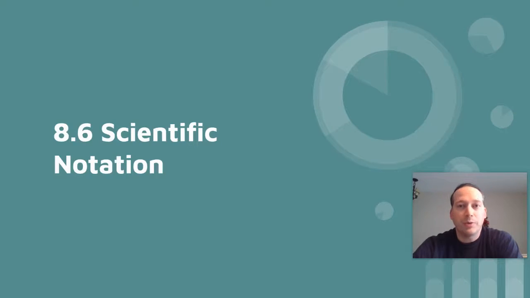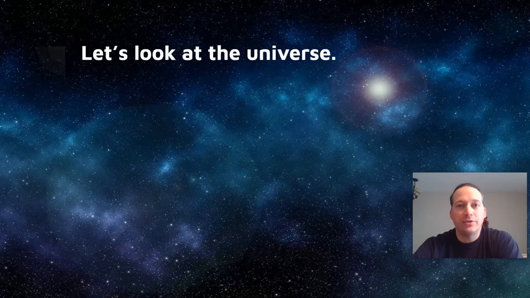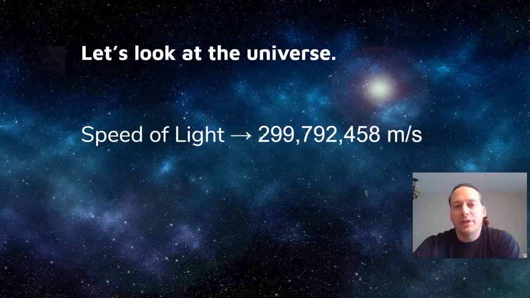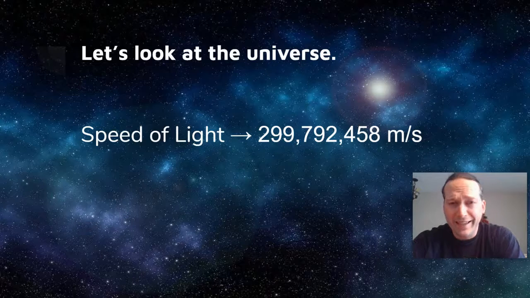So today we're going to take the next step, which is called scientific notation. This is something that's super important. You're going to use this a lot when you get to science classes. So let's just think about the universe for a second. Have you ever thought of, or do you even know what the speed of light is? Well, this is pretty much close to almost being the perfect speed of light: 299,792,458 meters per second.